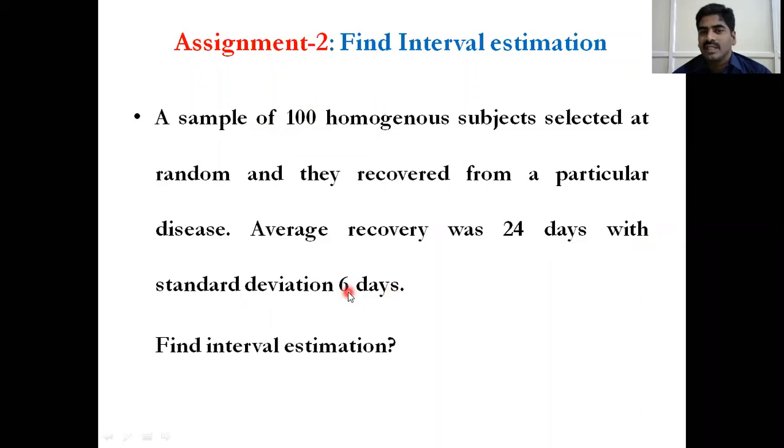So this is the mean value, the sample mean, this is the sample standard deviation, and the sample size is equal to 100. First you have to calculate the standard error of the mean, then calculate the 95% confidence interval estimate for the mean. Okay.